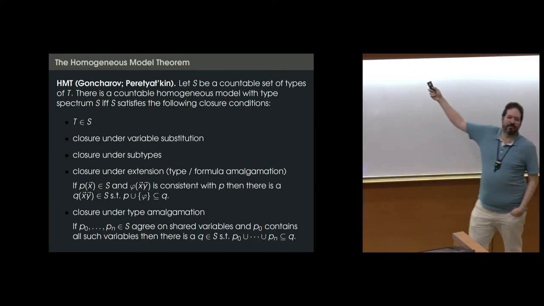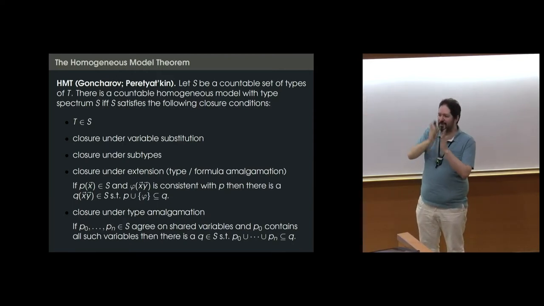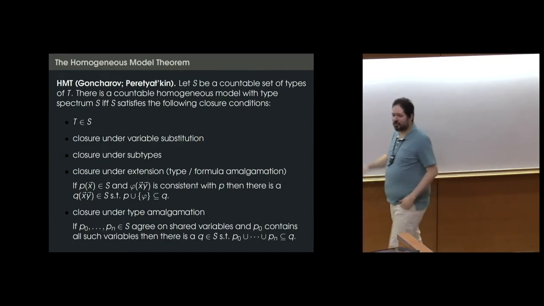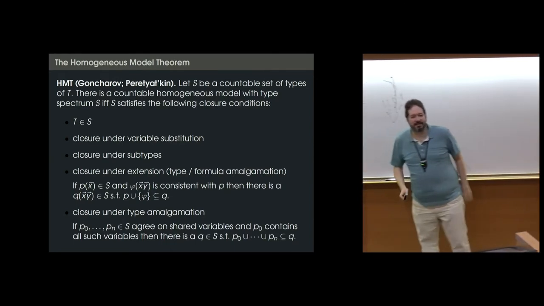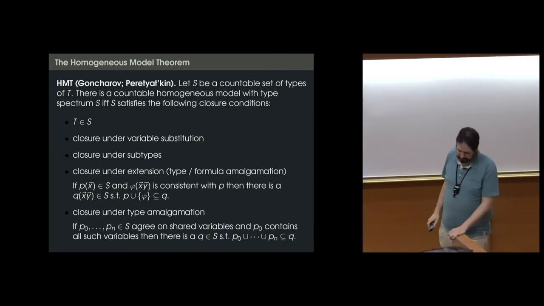This is exactly equivalent to the previous notion, classically, right? I mean, if you can amalgamate two types, and you can amalgamate any of them, so this is exactly the same. But again, for first order reasons, we want to stick that as their official definition. Okay, so now we have what we're calling the homogeneous model theorem.